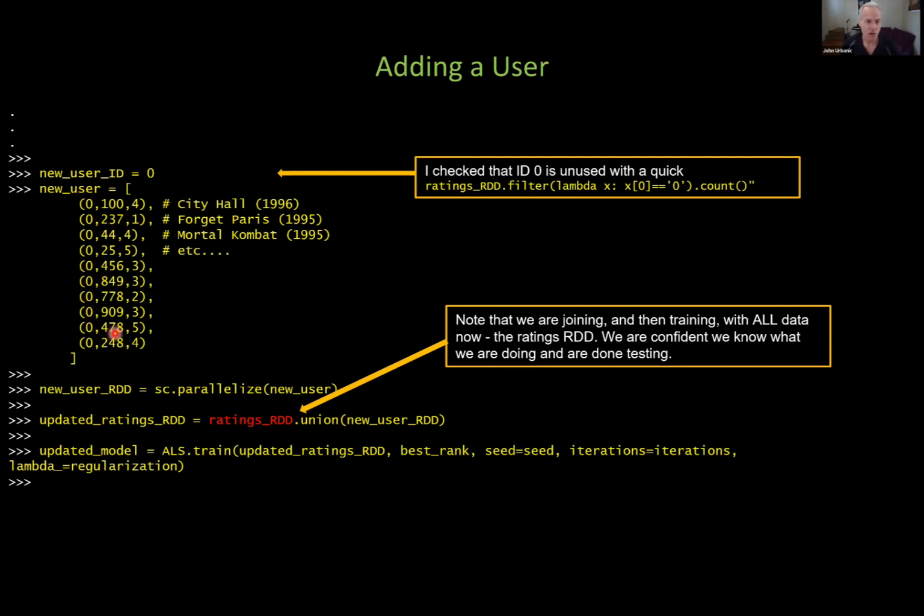So new user 0. I made up 10 movie ratings for user 0. User 0 liked movie 100, which happened to be City Hall, 4 stars. Did not like Forget Paris, gave it 1 star. So I made up some ratings for our new user, because that's what they're coming to the party with. We need some data to predict something for them.